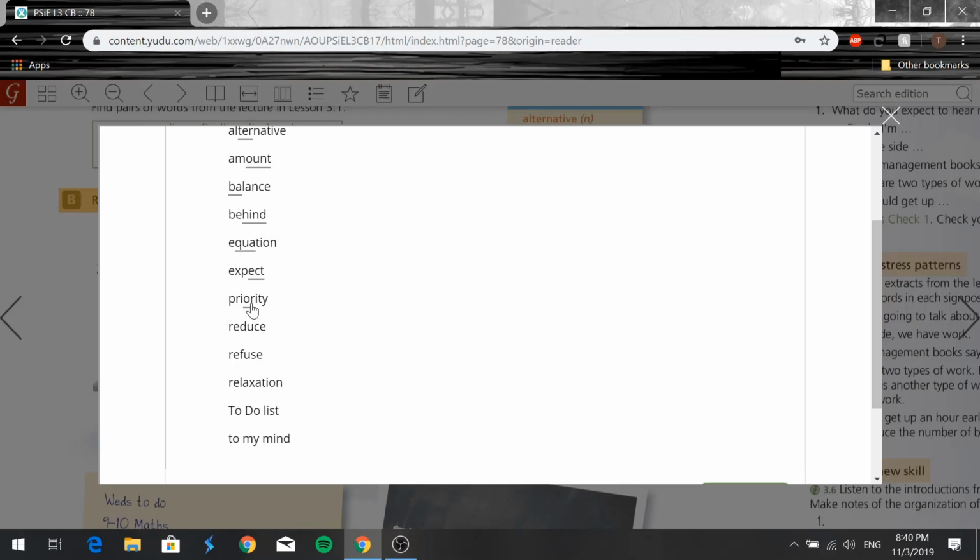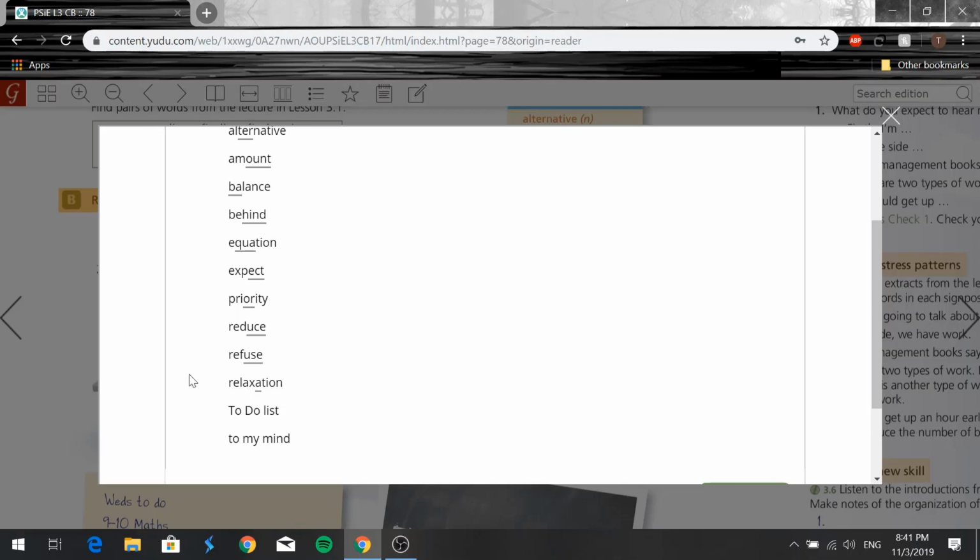Then we have reduce, deuce, okay? Stress is on UCE, reduce. Refuse, again, same thing. And then we have relaxation. Relaxation, what do you guys think? The stress is actually on the A here. Okay, relaxation, right after the X.